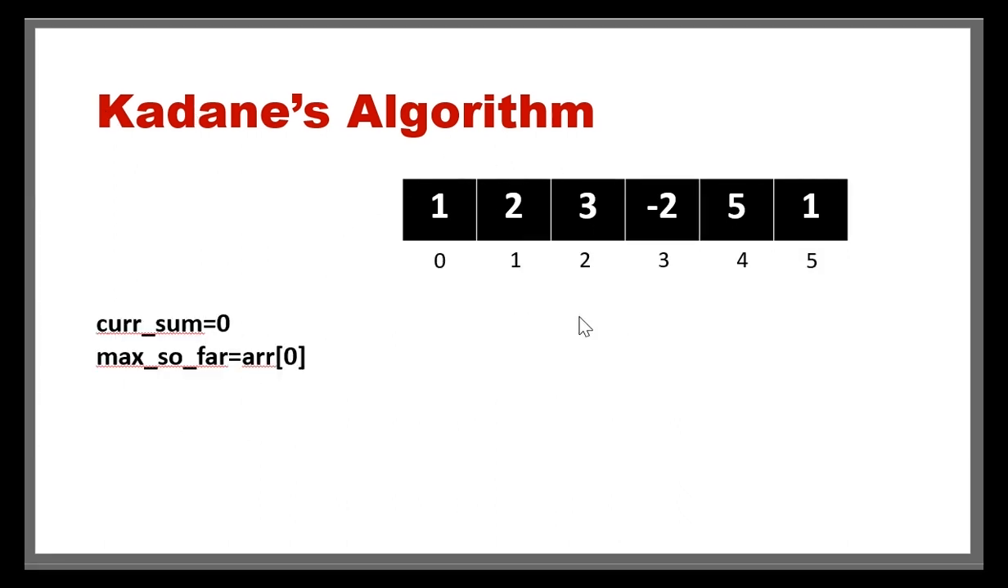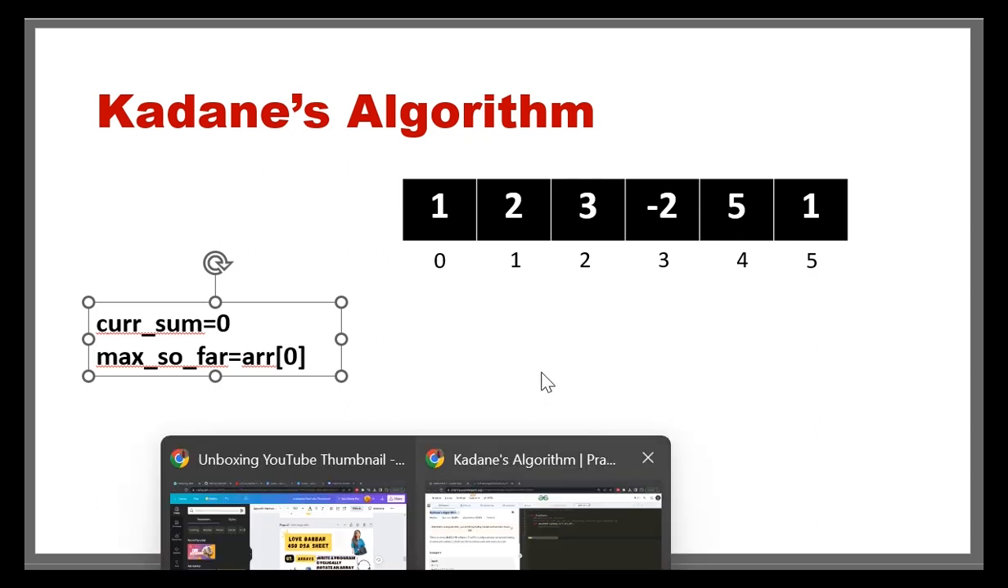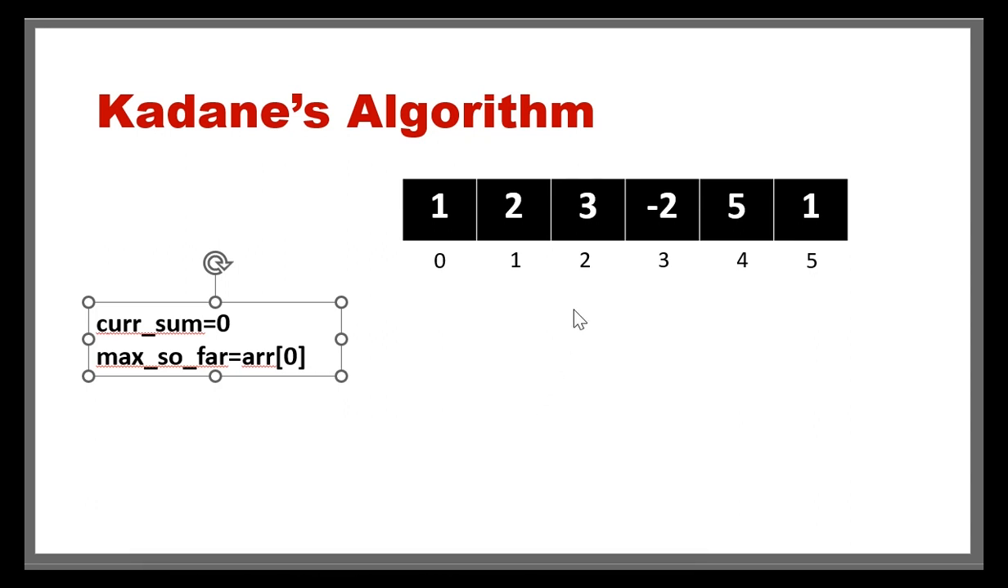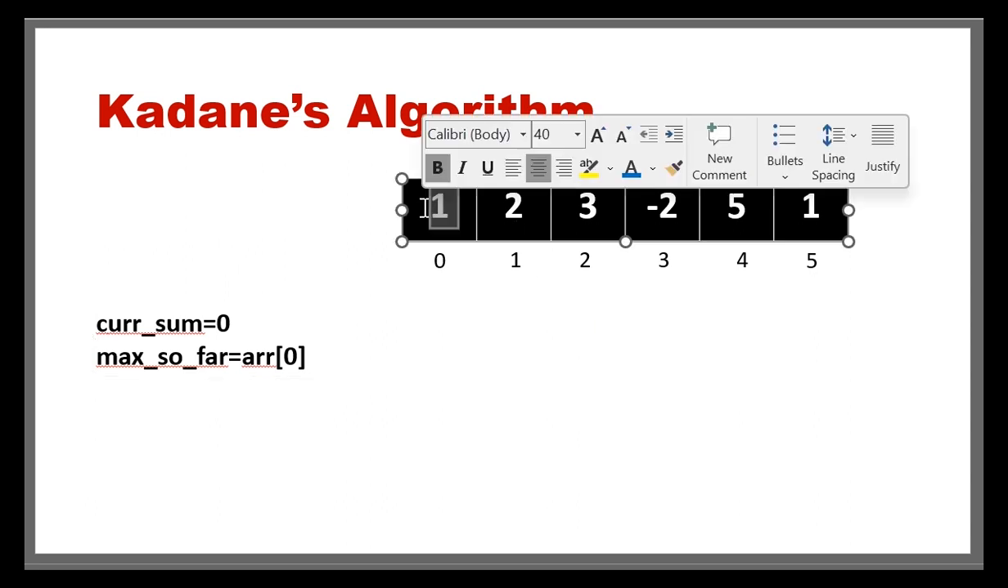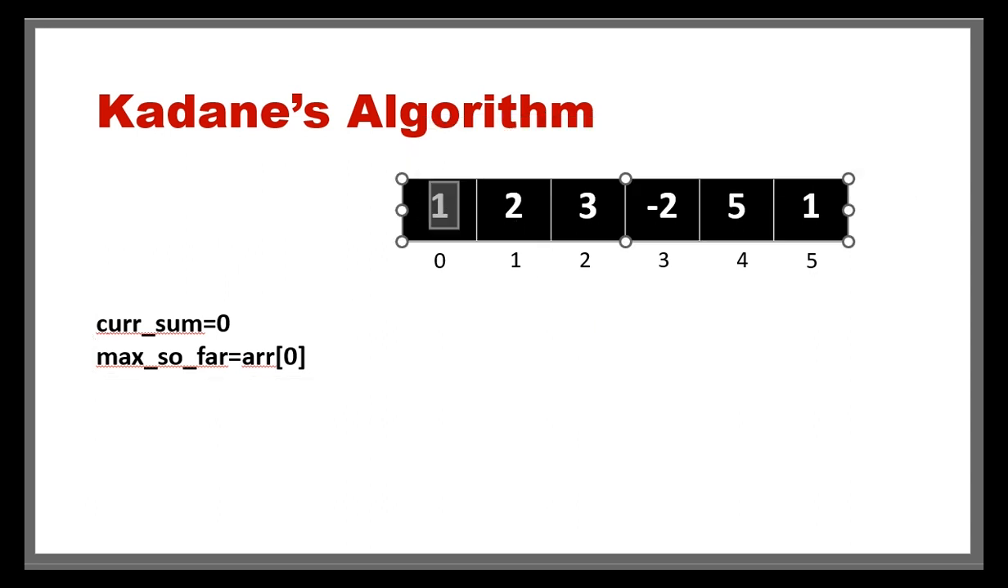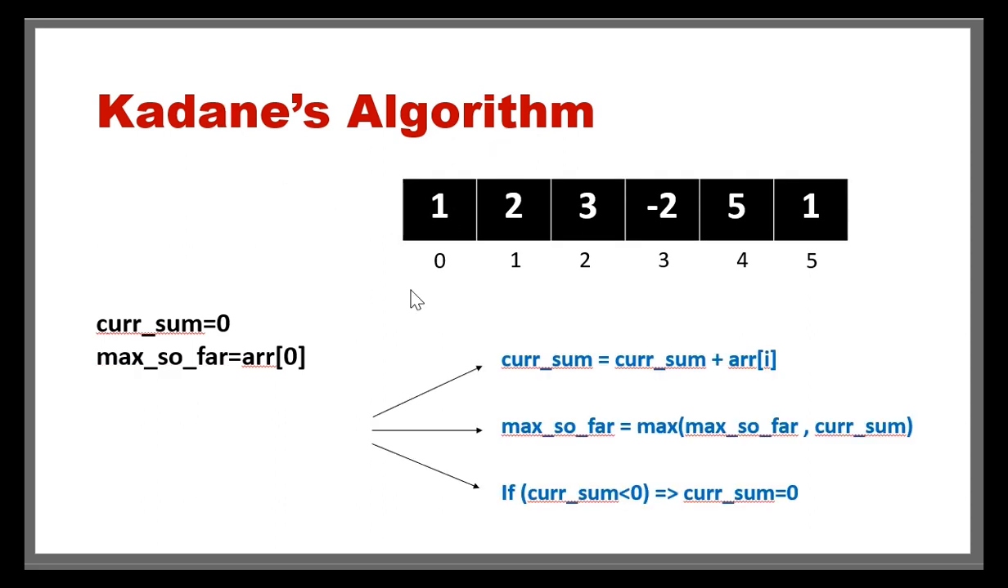Moving forward to our algorithm, we have taken two variables. First is the current sum, which we have given the value 0, and second is maximum sum so far, for which we have given the first element, which is 1 here. We might also have given some minimum value like negative of 99999 or int min. But since in the question we need to have at least one element, we are giving this first element.